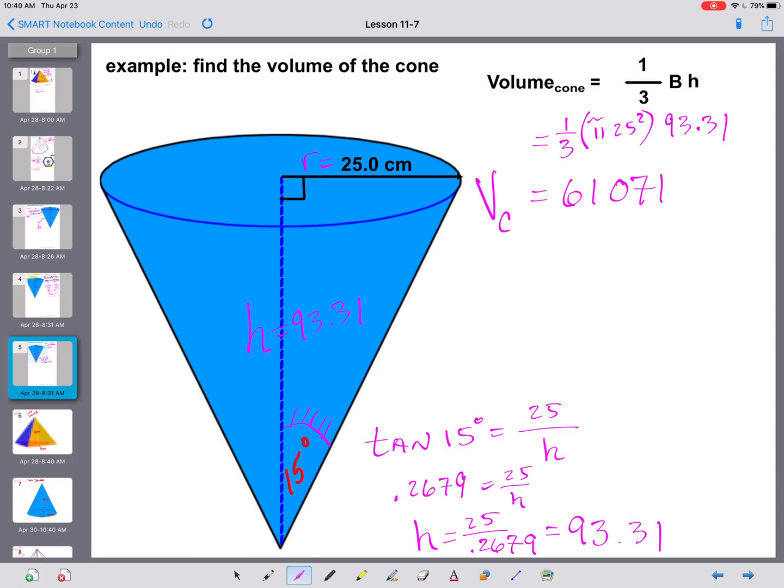What do you think for our units on this one? Our units, this was in centimeters. Centimeters cubed. Big number. It's okay.